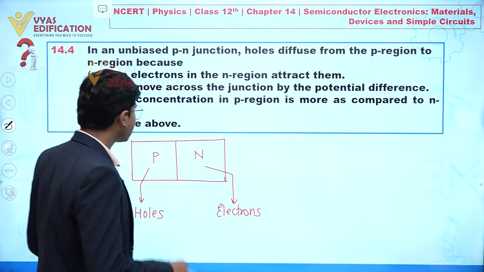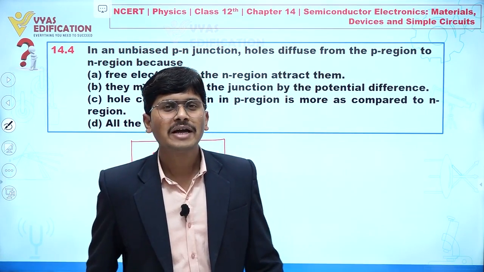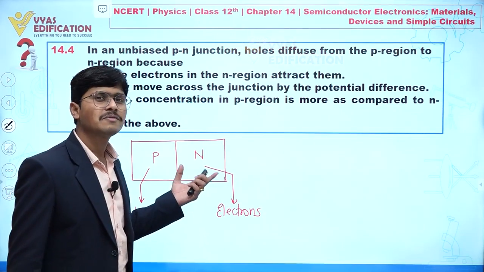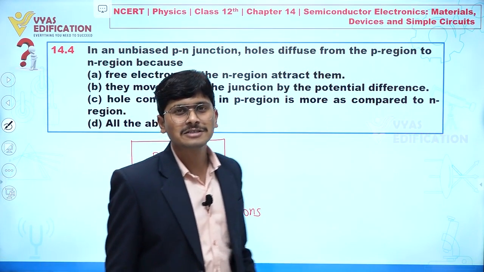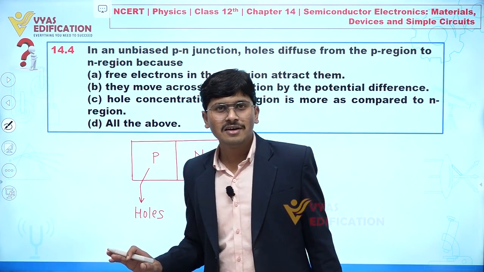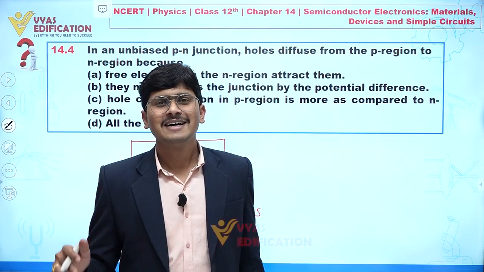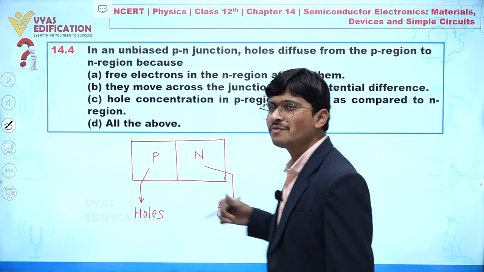Clear? So the maximum concentration of holes you will find in the p region, and a very small concentration of holes you will find in the n region. That's why these holes transfer from the p side to the n side. Actually, a hole is a positive charge. We consider this as a positive charge, but actually what happened?